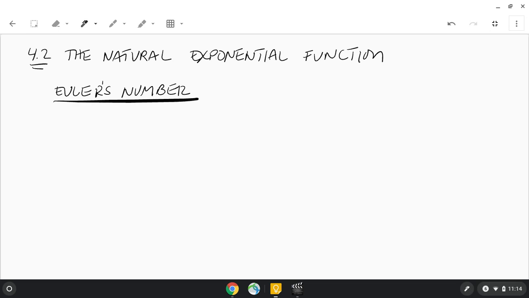And then we'll take a look at how to evaluate these and how to graph them and how to use them in compound interest problems.